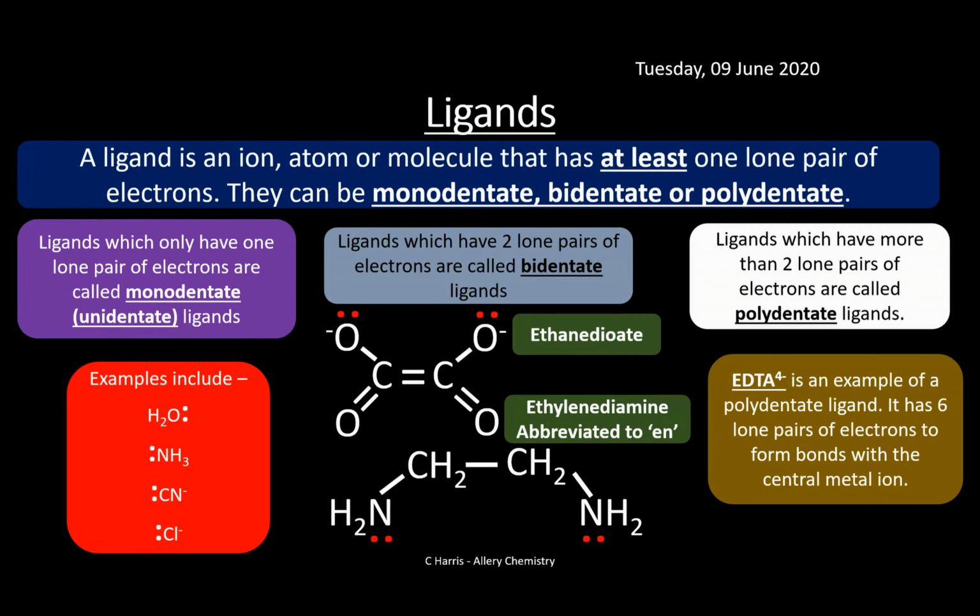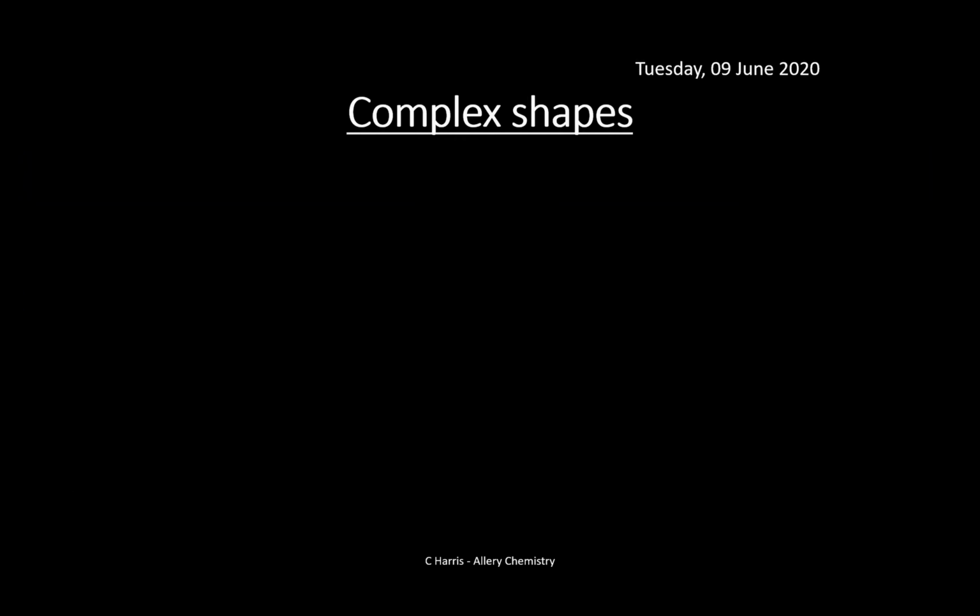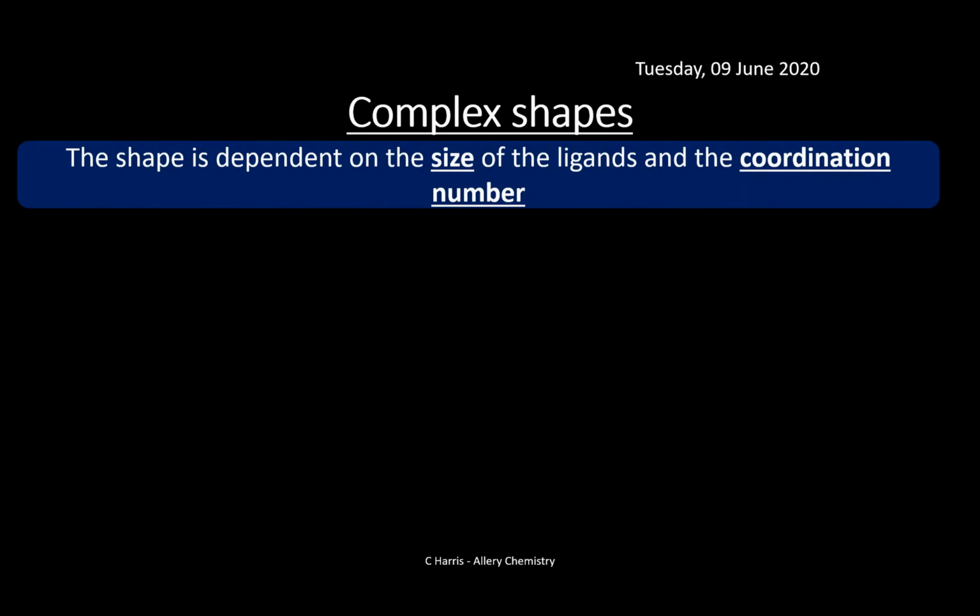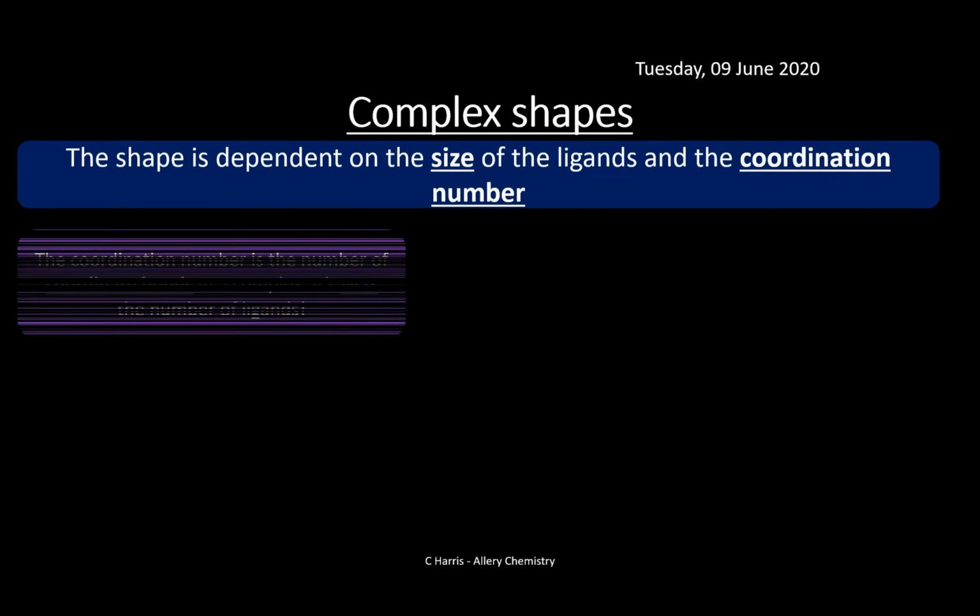Okay, so now we know what a ligand is, we now need to attribute these ligands. Remember what we said about the shape as well. The shape of the complexes can change. But what we're going to do is look at these ligands and how these ligands help to determine the shape of your complex. Okay, so let's look at complex shapes. So the shape is dependent on the size of the ligands and the coordination number as well. Now, you can't mix up coordination number and ligands. Okay, there's a big difference, but we'll look at them.